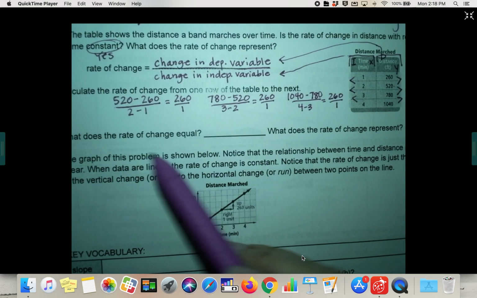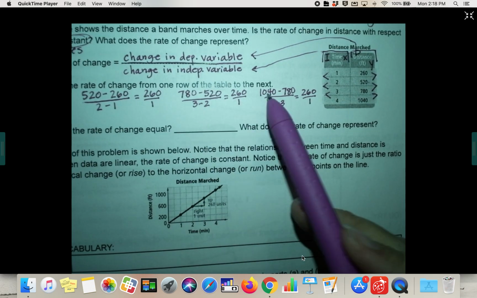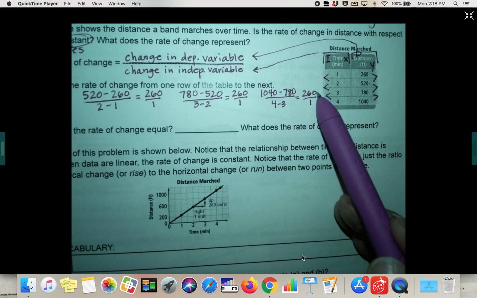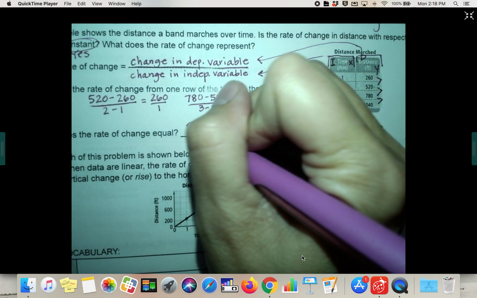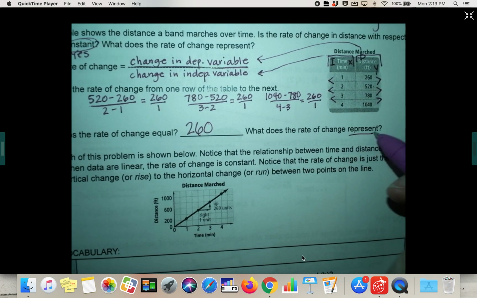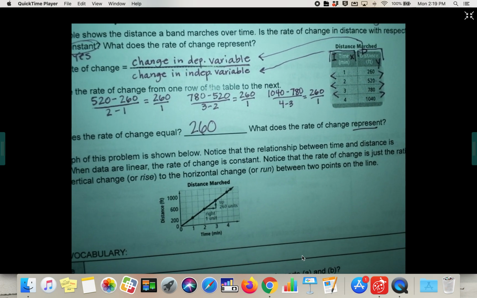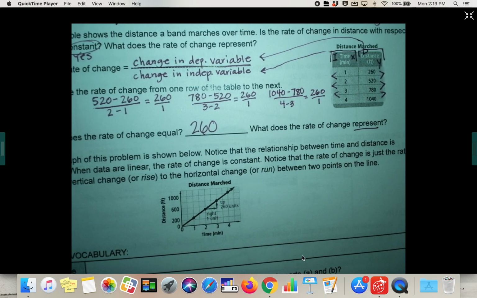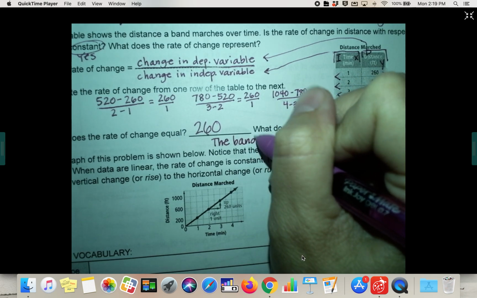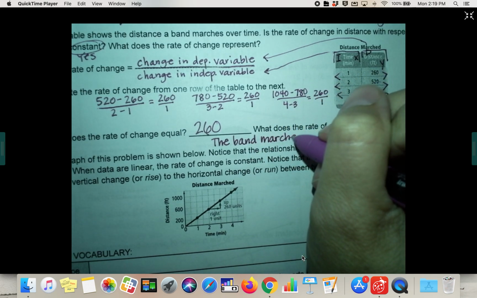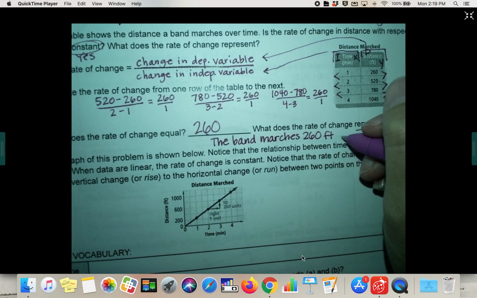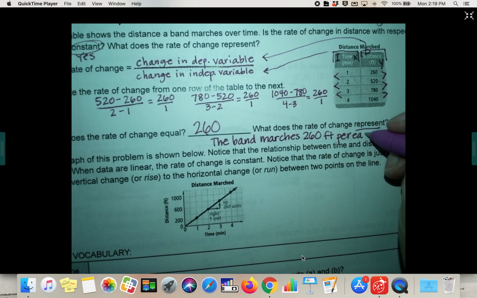And then what is the rate of change equal? Well, it's 260 per 1. So in math, anytime 1 is on the bottom, you can just call it the top number. So it is 260. But what does that mean? What does that represent in this story about marching band? So you will need to hopefully understand that what it means is the band marches 260 feet per each 1 minute.